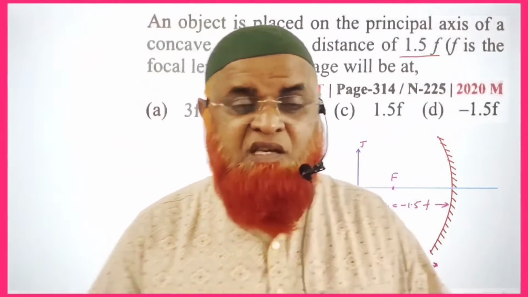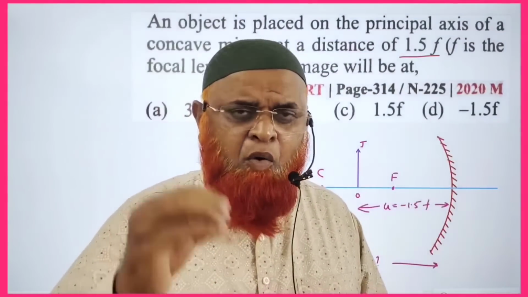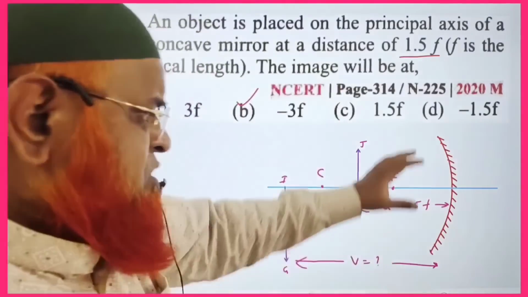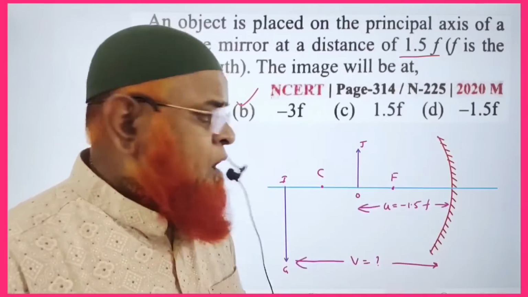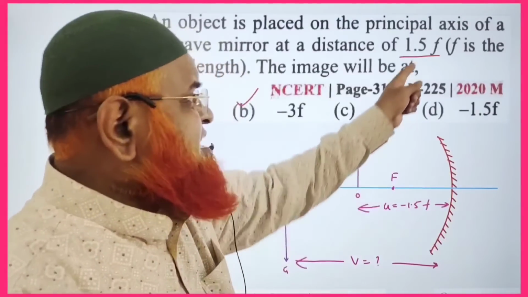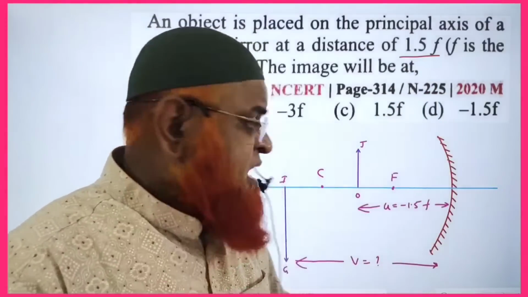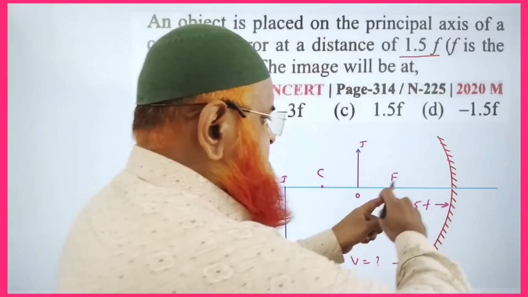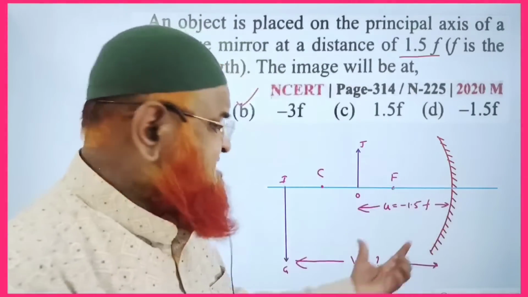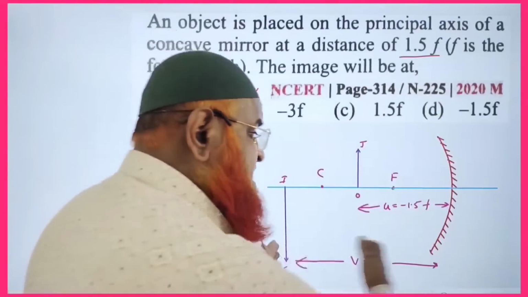My dear students, this is a neat previous year question asked in 2020. What is the detailed explanation about this problem here? So there is a concave mirror with its principal focus and center of curvature. It is said that an object is placed at a distance of 1.5 f. That means this is f, this is the focal length, and this is going to be 1.5 f. Object distance is 1.5 f. And he is asking us to find out what is the image distance.